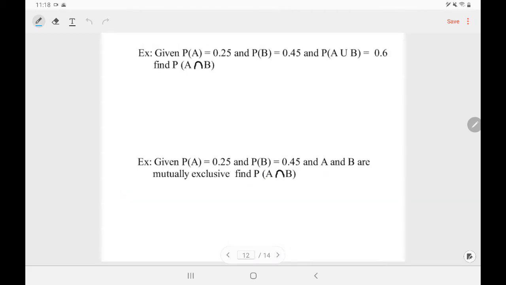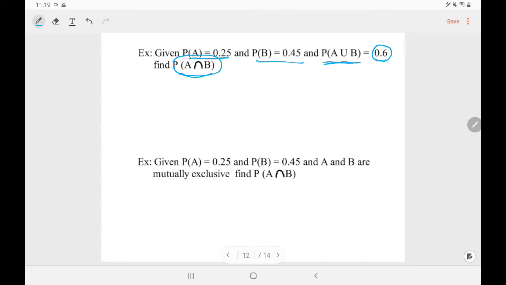All right, so if I'm just given probabilities and no context, notice it says the probability of A is 0.25 and the probability of B is 0.45, and the probability of A or B happening is 0.6. So here's what I'm going to do. I want to calculate what A intersect B is. What's the probability of both A and B happening?